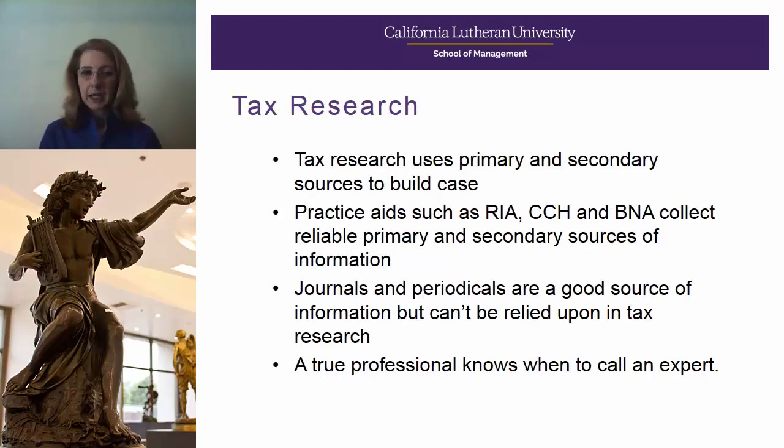So let's talk a little bit about tax research. Tax research uses the primary and secondary sources of law to build a case. Tax practice aids such as RIA, CCH, and BNA collect reliable primary and secondary sources of information to help us build that case. Journals and periodicals are a good source of information to help you understand in layman's terms what different tax sources, tax laws are saying, but they can't be relied on in tax research. And a true professional knows when to call in an expert.